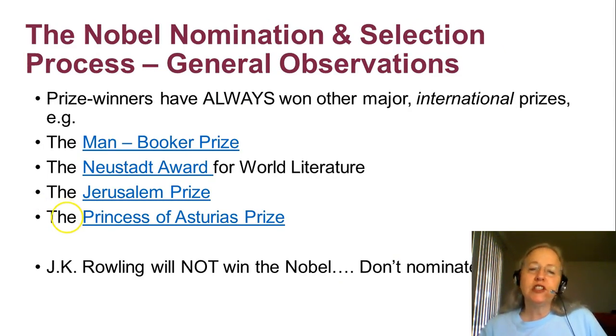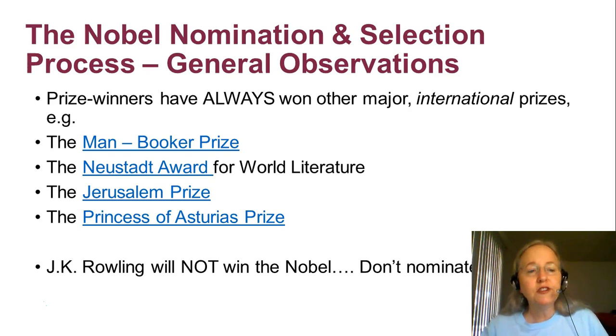So, general observations. One of the predictors of the prize is authors who have won other major international prizes. And there are specific international prizes that seem to be good predictors of the Nobel Prize. One is the Man Booker International Award. It's based in England, and it comes from a combination of several leading English language publishers. And the winners of that prize have often, but not always, gone on to win the Nobel. So you look at some of the more recent winners of the Man Booker International Prize, and you'll get some ideas.